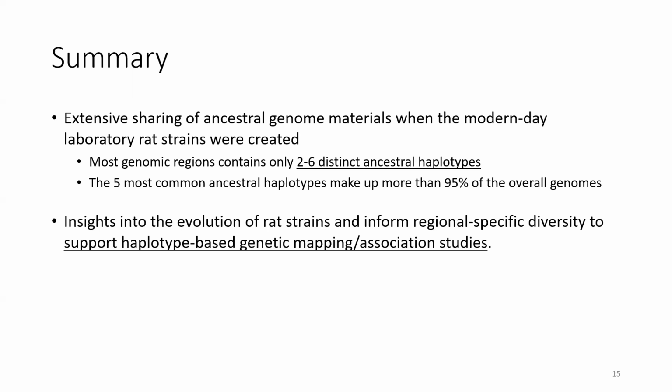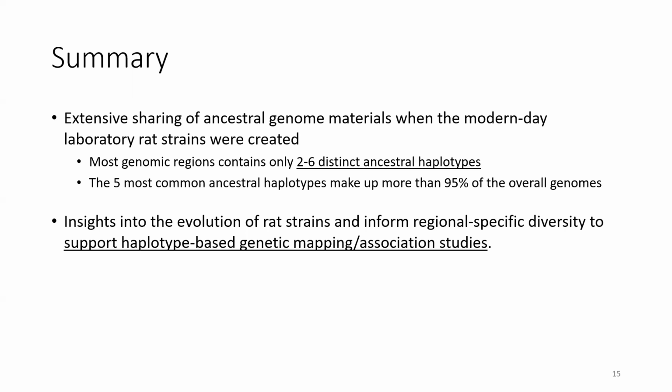And we think this data can be used to support haplotype-based genetic mapping and association studies. For example, most GWAS were done using SNPs, and more recently, I know from talking to some people who are trying to do GWAS with more complex genome variation, it's possible that some of these complex variants that cannot be tagged with a single SNP can be tagged with a combination of SNPs, which is essentially what we are doing now.